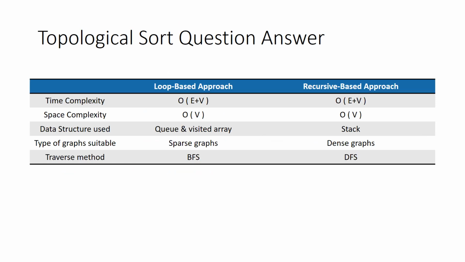So finally, this is a table to compare both approaches used and how they differ. As we said, to conclude, loop-based approaches are better for sparse graphs, while recursive-based approaches are best for dense graphs.